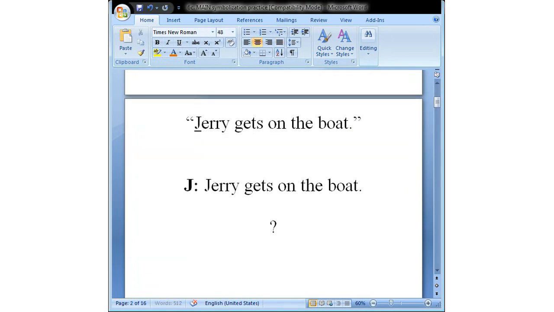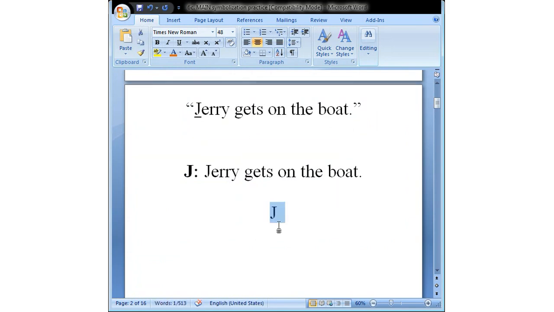So if I had to symbolize this, Jerry gets on the boat, and I've agreed that my scheme of abbreviation is going to be this, then I just symbolize that as J. So far, so good. Again, tiny baby step reminders. We're warming up our rotator cuffs. If everything is clear, type in clear. If you've got a question, ask your question. Just gradually, and we're going to get to the tough stuff in a moment.